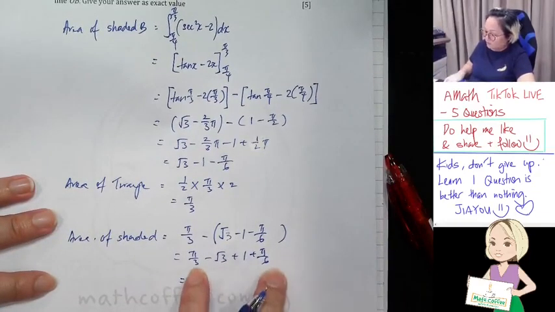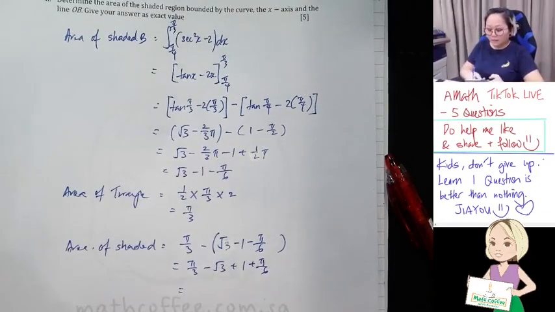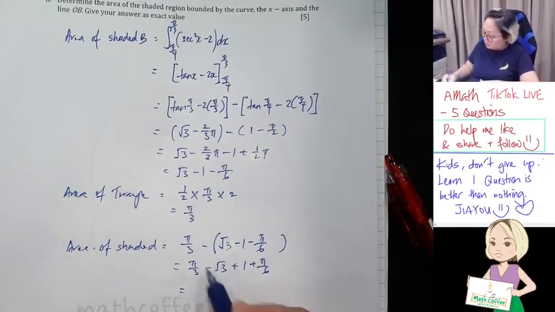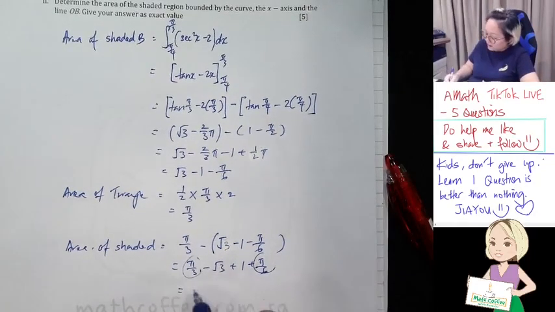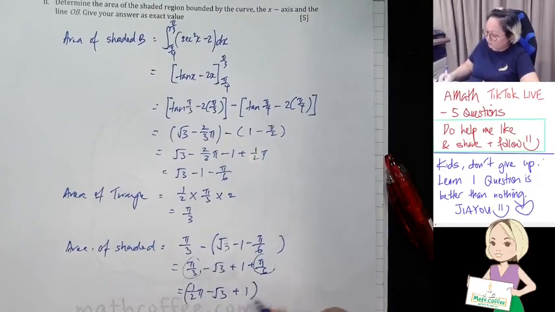Simplify. So pi over 3 minus square root 3 plus 1 plus pi over 6. This one still can simplify. So it's 1/3 plus 1 over 6, which will give me half. So this one and this one is half pi, minus square root 3 plus 1. Yes, and we are done. So this is the answer, in unit square. Done.